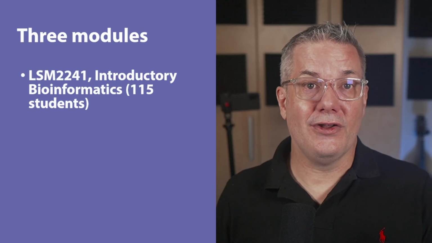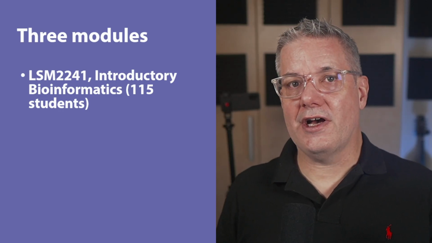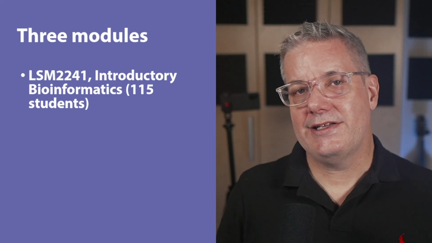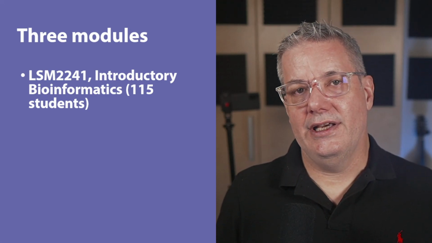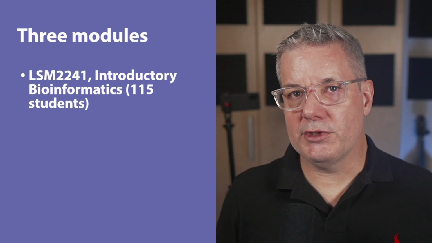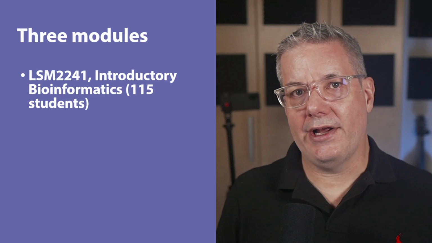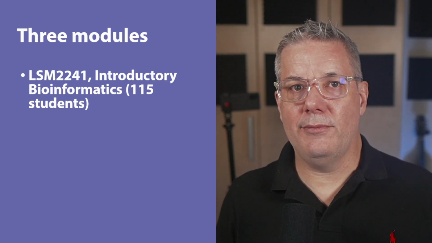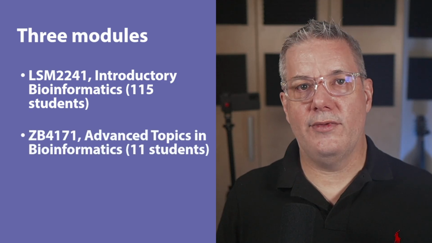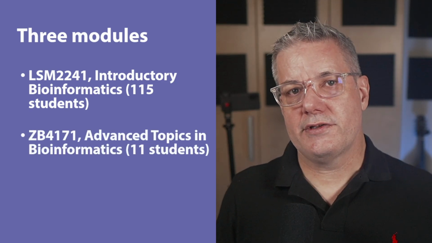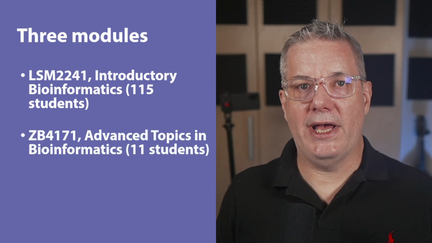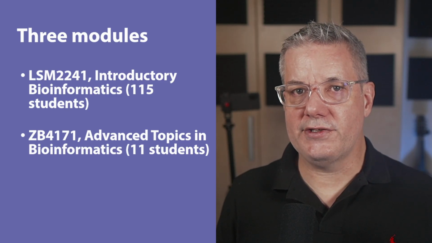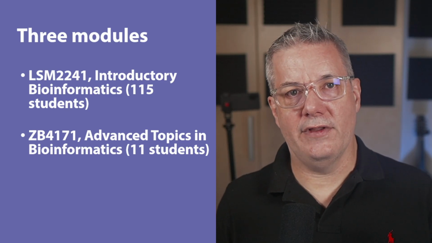Okay, so what were those 3 modules? The first one was a relatively large module. It was 115 students. This was introductory bioinformatics taken by second-year students in life sciences, pharmaceutical sciences, computational biology, and those wanting to minor in bioinformatics. The second module is a module that's for fourth-year students. So this is called Advanced Topics in Bioinformatics, and it's a small self-selective module, mostly computational biology students, and it deals with topics in the literature.